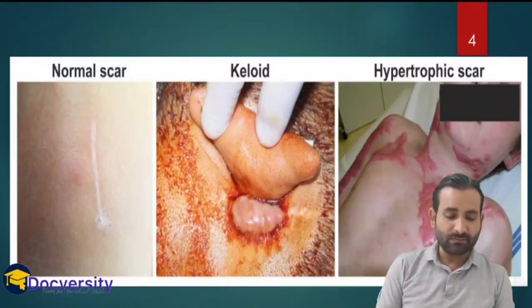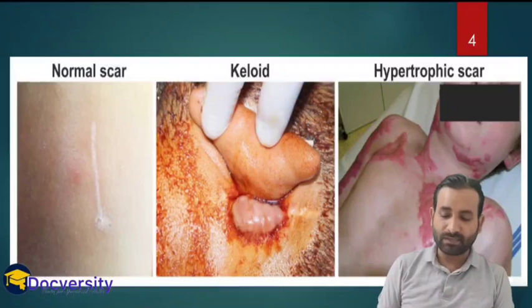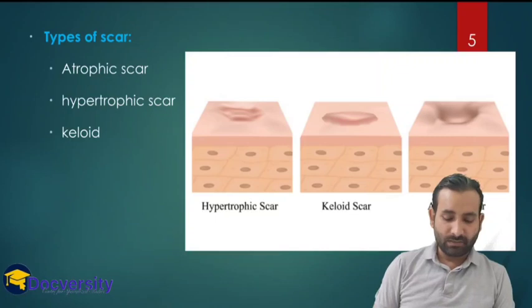Just look at here, we have some examples. This is the normal scar, keloid over here, hypertrophic scar over here, right? So we can see the keloid becomes bigger than the wound size, but the hypertrophic scar is within the wound margin, right? So this probably is a burn wound. Is that okay?